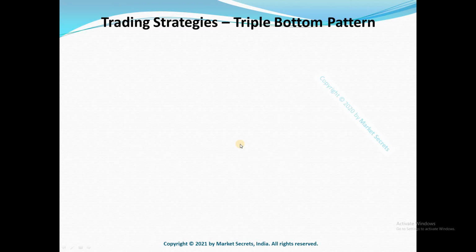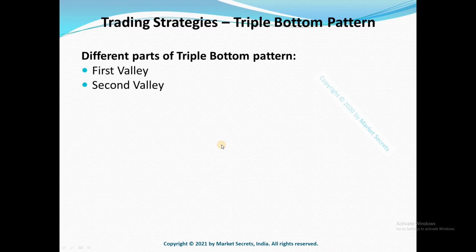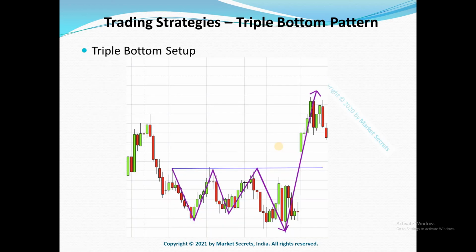This week, let us learn about a bearish chart reversal pattern, which is the triple bottom pattern. When it comes to the triple bottom pattern, there are 4 major parts which form this pattern: the first valley, the second valley, the third valley and the trend line. Let's discuss this in detail with an example.